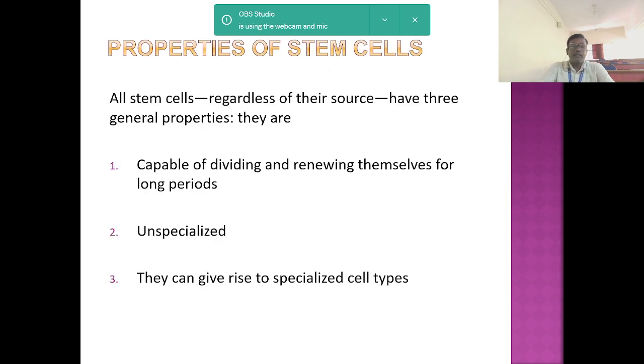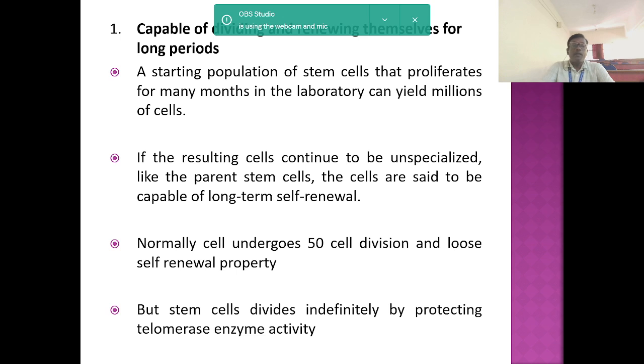Properties of stem cells. All stem cells have three general properties. One, capable of dividing and renewing themselves for long periods. Two, unspecialized. Three, they can give rise to specialized cell types. The first one is capable of dividing and renewing themselves for long periods. Here the stem cells divide n number of times. That means stem cells can divide indefinitely.